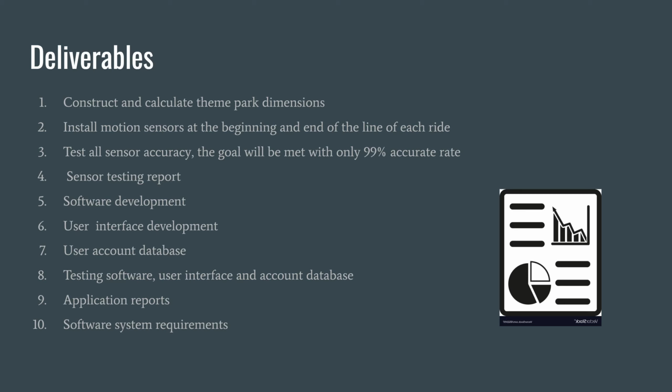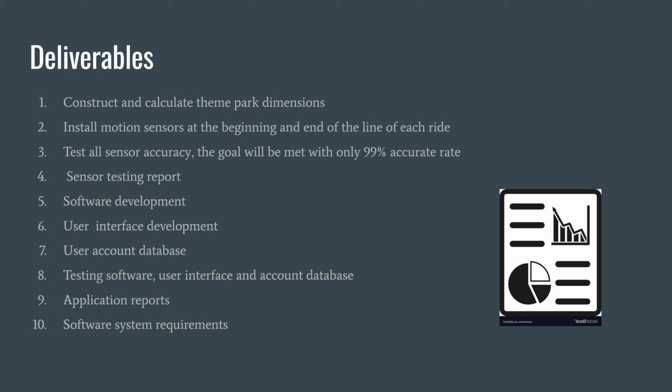Now I'll be talking about the deliverables. So the first deliverable is to construct and calculate the theme park's dimensions, just so that our app can properly reflect the Six Flags theme park. The second deliverable is to install motion sensors at the beginning and at the end of the line of each ride.